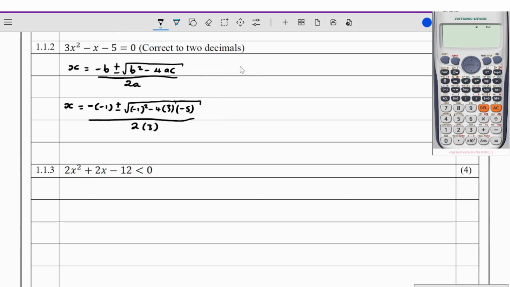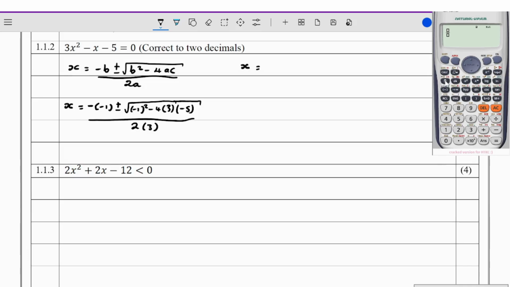Now they said you must correct it to 2 decimal places, so that means I'm expecting 2 values of x in decimal form. You don't have to struggle by finding the answer on your own here. Please use your calculator, it's very important. Just put everything inside the calculator and go to the final answer. You press the fraction button. You can just simplify it.